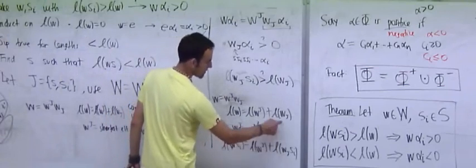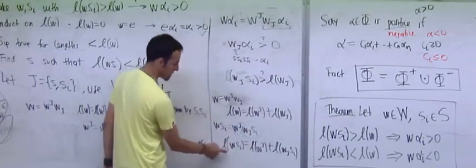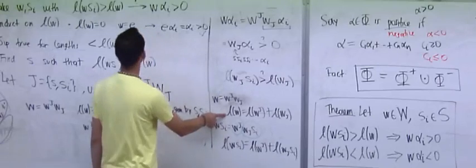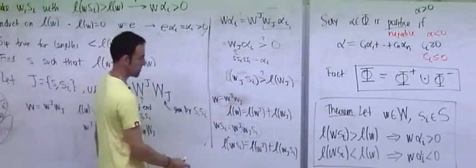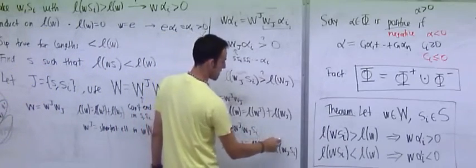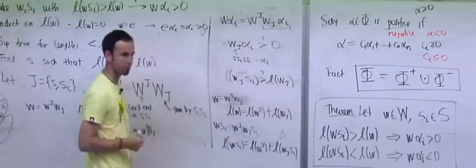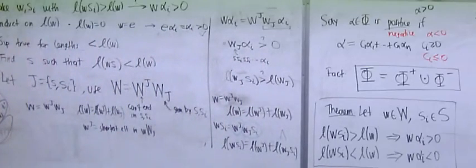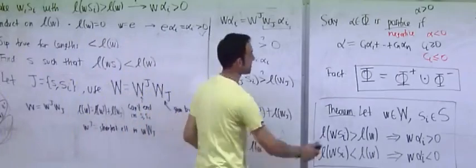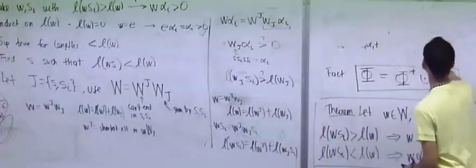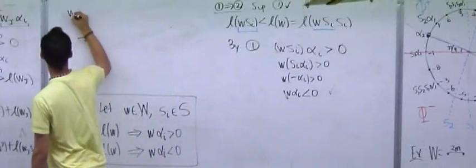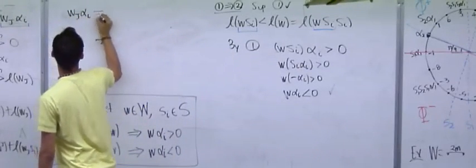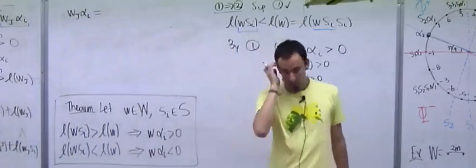So if I want to know whether this is bigger than this, I just have to know whether this is bigger than this. But that's my assumption. So that means that this is bigger than this, which means this, which means this. So that's the first part of the proof. First part of the proof is that I just showed that this is true, which means that it's positive.